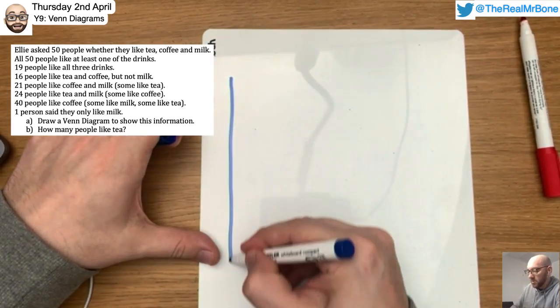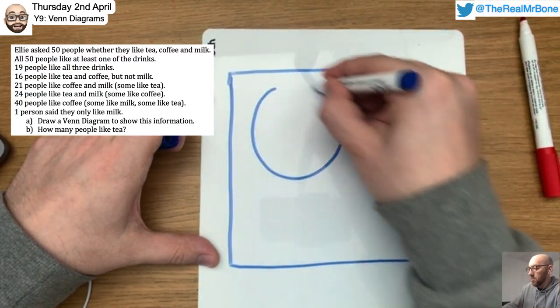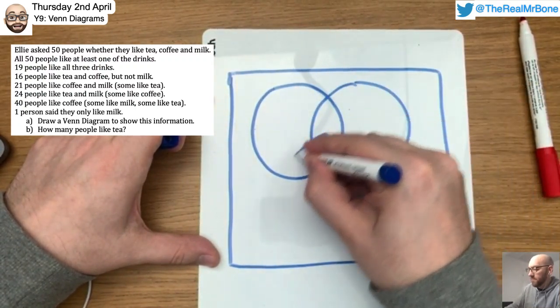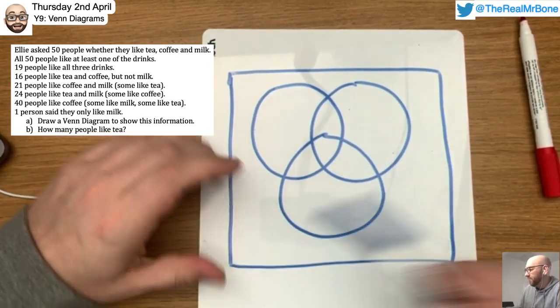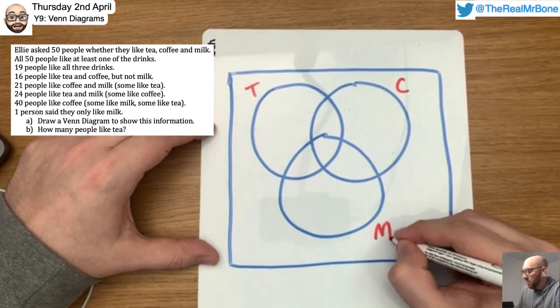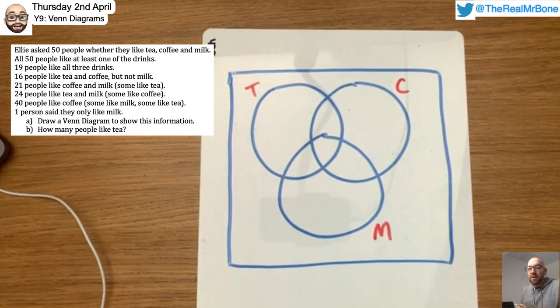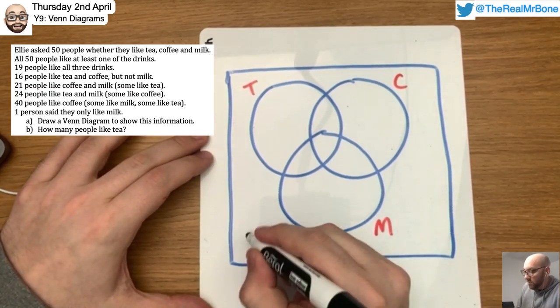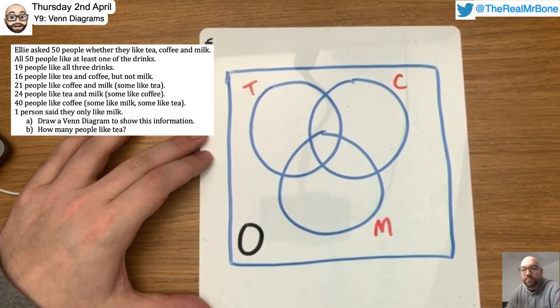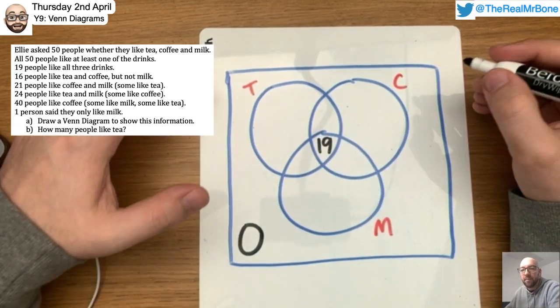Okay, let's get to it then. Let's draw our nice big box. And we're now going to get our circles going. So we have tea, coffee, and milk. Okay. So, like I said, we know there is nobody on the outside. So we can put a 0 over there. 19 people like all 3 drinks. 19 people, bang in the middle.